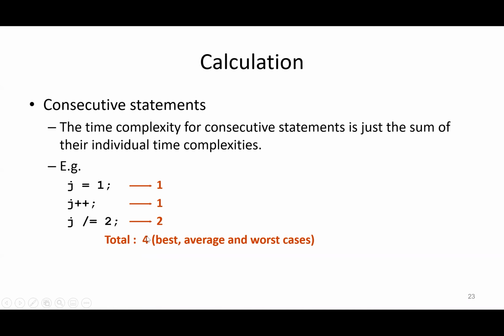So this 4, for best case, average case, and worst case, it is also 4. Remember, just now I told you what is best, worst, and average. In these 3 statements, do we really have a best, average, and worst? We don't really, because no matter what, we have to execute these 3 statements. So your best, worst, and average will be the same. That's why it's 4.